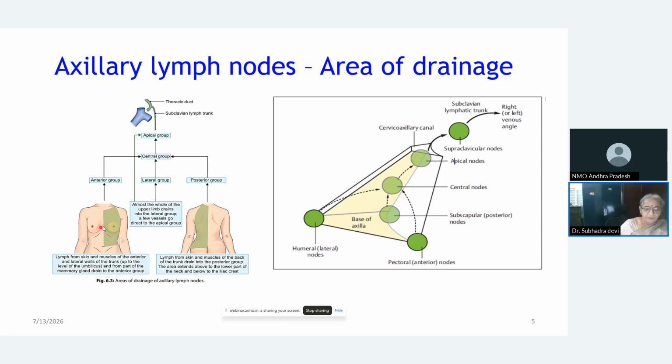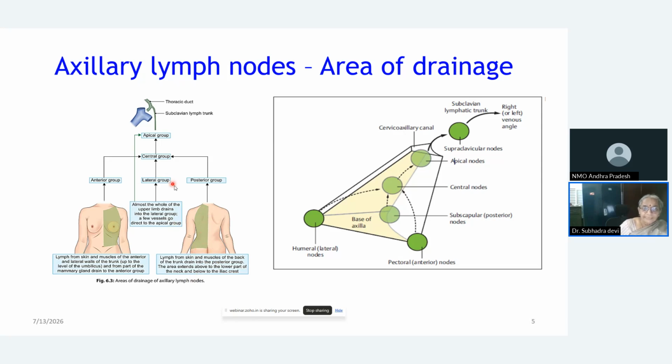And if you see the anterior group, yes, so the lymph from skin and muscles of anterior and lateral walls of trunk up to the level of umbilicus will be draining, and part of the mammary gland also drains into this anterior group. Then what about the posterior group? So lymph from the skin and muscles of the back of trunk drains into this group, and it extends from the lower part of neck to the iliac crest.